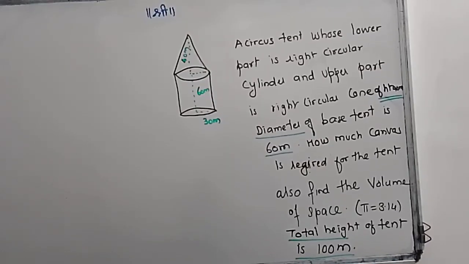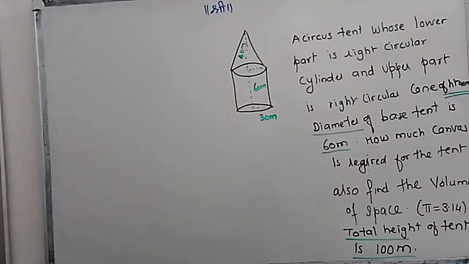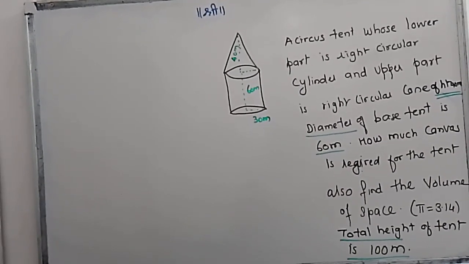Here is another sum. A circus tent whose lower part is a right circular cylinder, and upper part is a right circular cone of height 40 meters. Diameter is 60 meters. How much canvas is required for the tent? Also find the volume of the space. Total height of the tent is 100 meters and pi is 3.14. So what are the things given here?